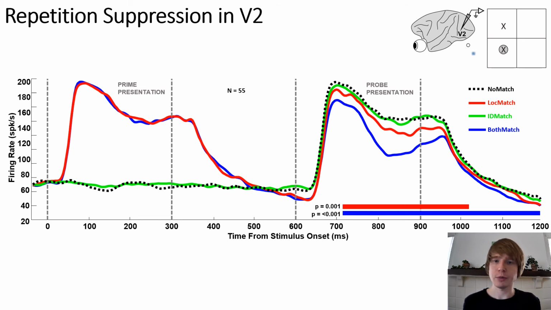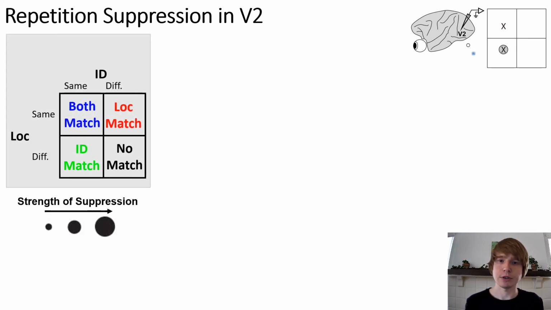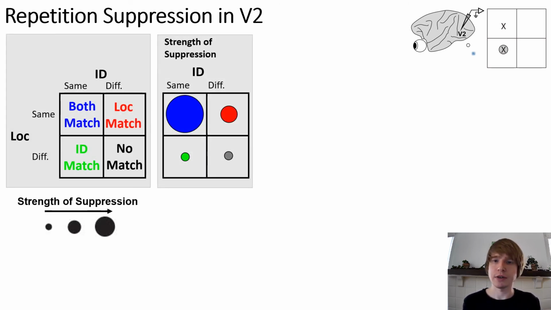When we consider the probe responses, again using the no match condition as a baseline, unlike in IT, there is no significant suppression in the ID match condition. However, also unlike in IT, there is significant suppression in the loc match condition, as well as greater suppression in the both match condition. Following the conventions from IT, I have schematized the results from V2 with the size of the disk representing strength of suppression.